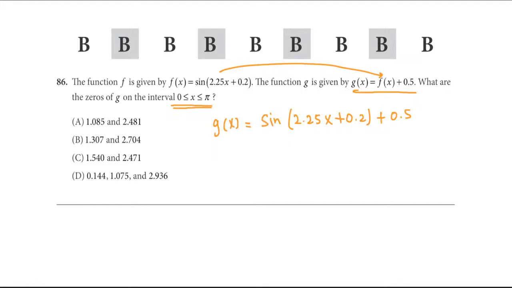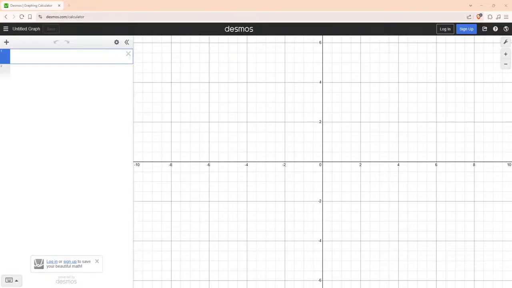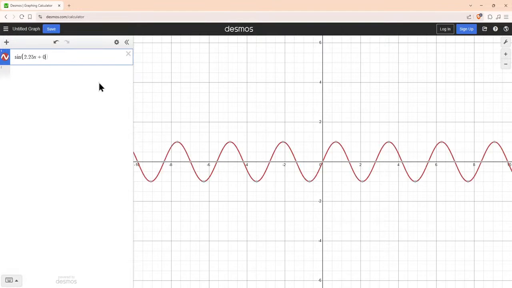Okay, that's where Desmos comes in. All right, I'm unable to share, yeah, okay. All right, so I'm going to type in sine of... I don't have to check the radian mode because by default Desmos is in radian.